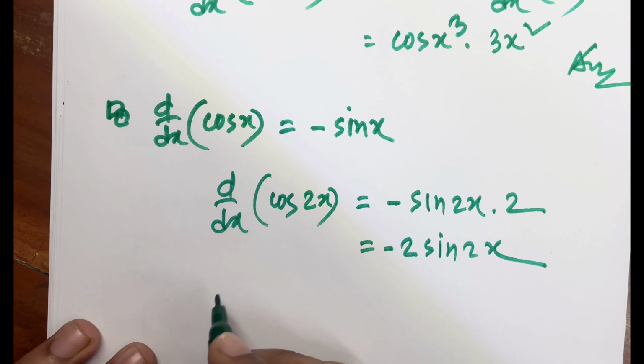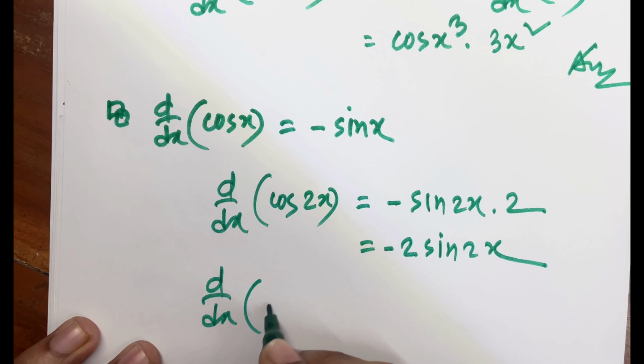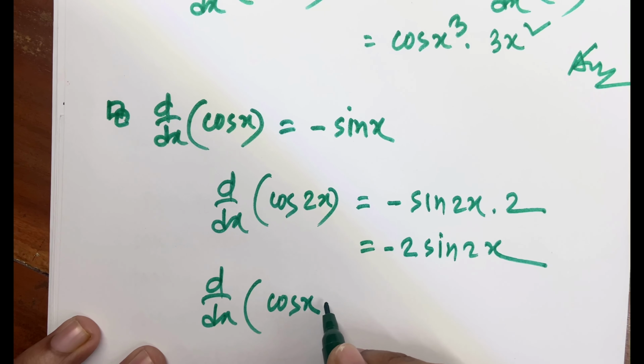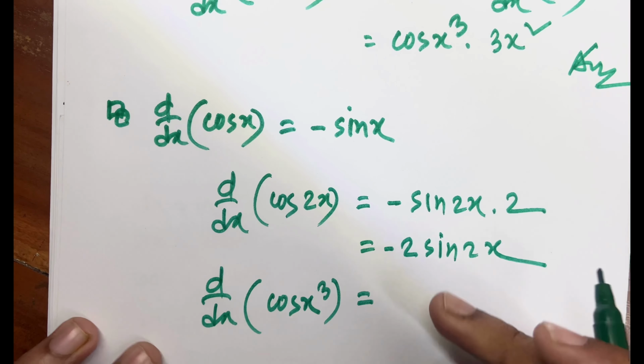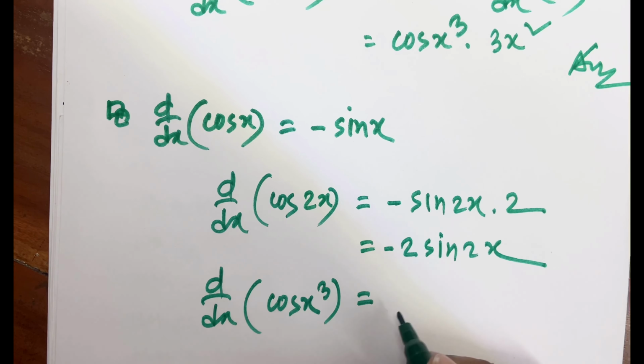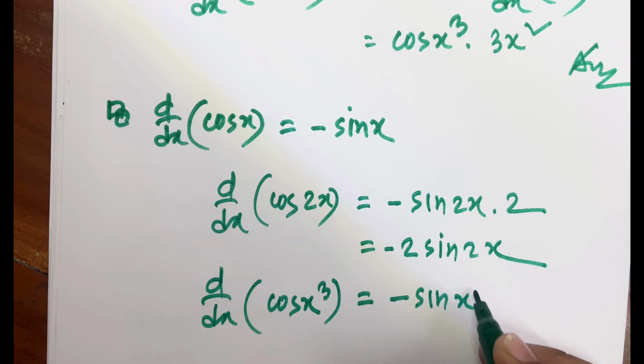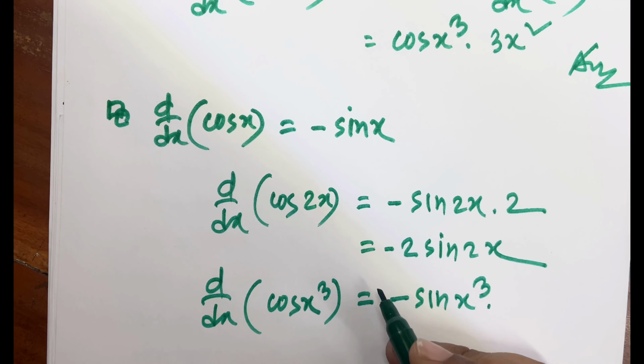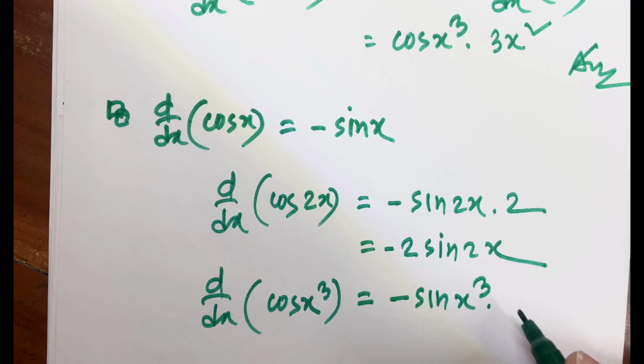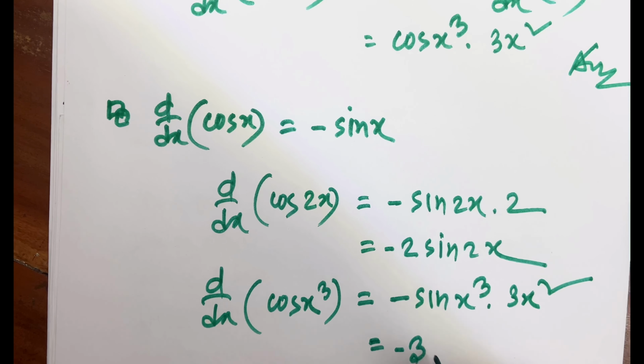Okay, again now I can say d/dx of cos x cube. Now I can say cos x cube gives minus sine x cube, and again you take d/dx of x cube, so this time you find 3x square. Now you can say easily minus 3 x square sine x cube. This is the value of this problem.